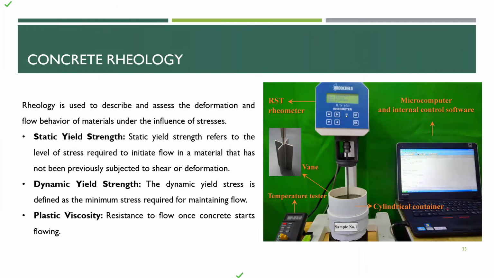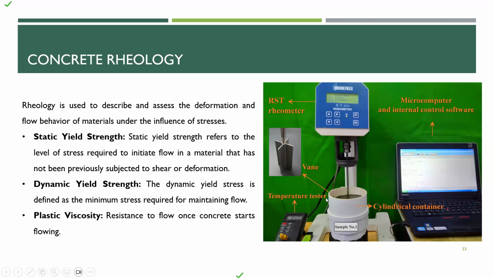If you want to make a material flow, because we are talking about the concrete slurry or mortar slurry, we want it to be flowable. So the stress required for the material to be flowable, we can measure using this. How it works, like in rheology, this vane can be of any shape. Most common is this 4-step vane, but there are other vanes as well.